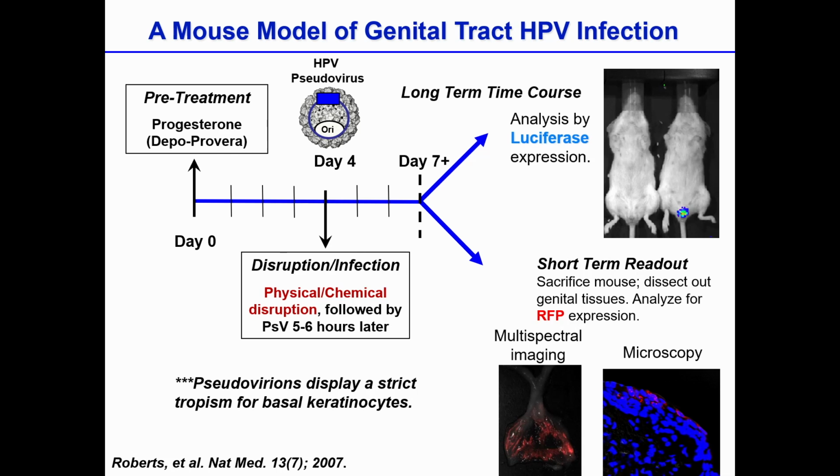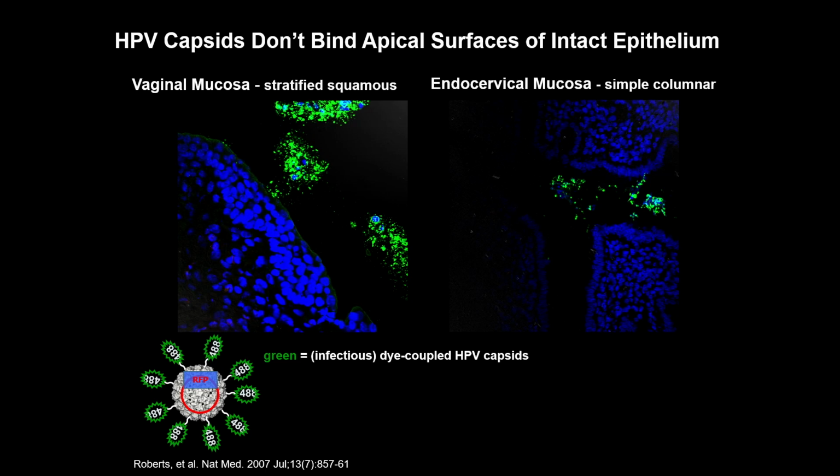And so we looked at why we needed to have disruption. Next slide. What you see here is if you put in particles that are labeled with a green dye but are still fully infectious, that if you have undisrupted epithelia, there's absolutely no binding to either stratified squamous or simple columnar epithelium in the cervical vaginal tract.